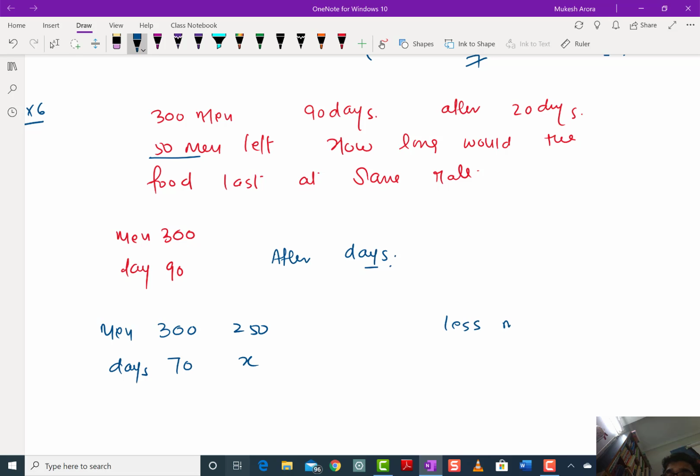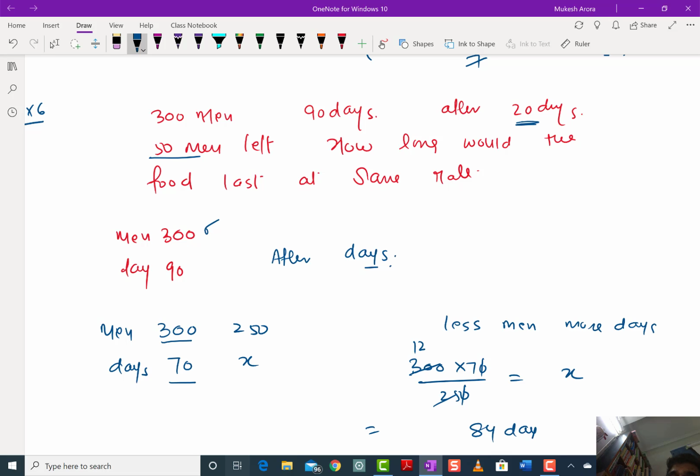So less men, more days. Let's understand again. 30 men have eaten food for 20 days. So now for 30 men, the food will last for 70 days. For 25 men, 30 into 70 by 25 is equal to x. This is cancelled, this is 12. So it will be 84 days.